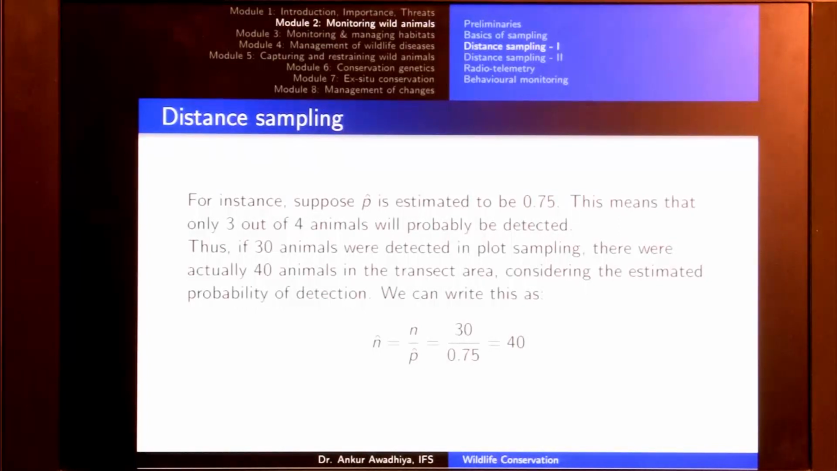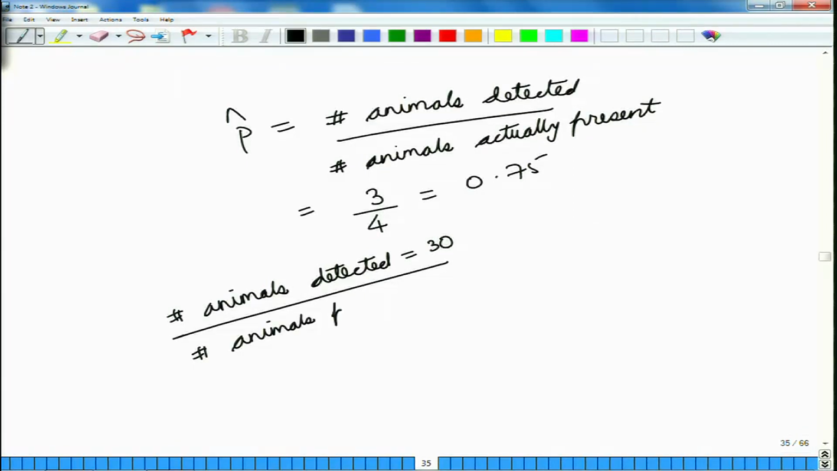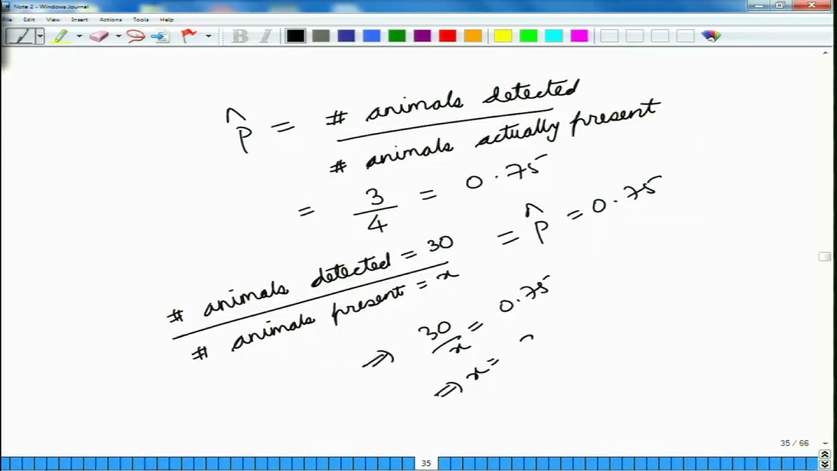So, the number of animals detected is 30, and the number of animals present is x, which we do not know. This ratio, the number of animals detected by the number of animals actually present, is p hat, and we have somehow computed this p hat to be 0.75. So, in this case we have 30 by x is 0.75, or x is 30 by 0.75, which is 30 by 3 by 4, is 40.